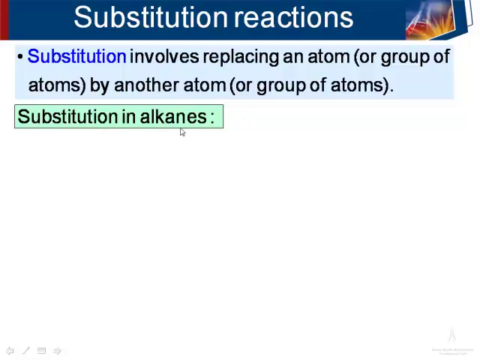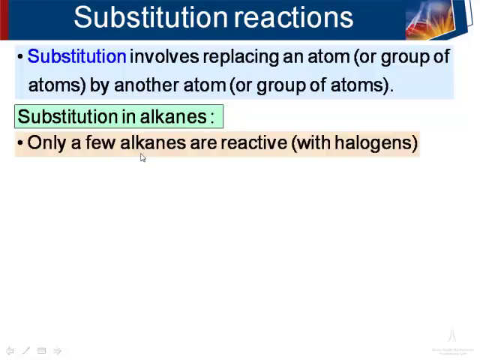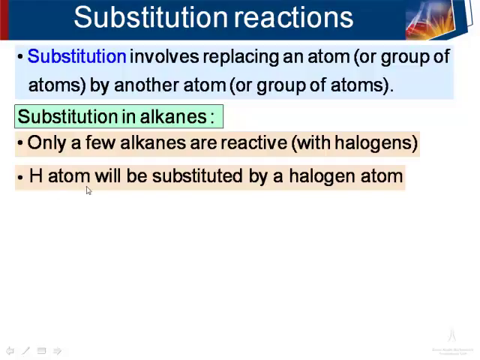Alkanes are the hydrocarbons that have single bonds, and remember there will be no double or triple bonds. Only a few alkanes are reactive with the halogens. The halogens are the group 7 elements: chlorine, fluorine, bromine, iodine. And the hydrogen atom on the alkane will be substituted by a halogen atom. So a hydrogen atom will be replaced by a halogen atom.